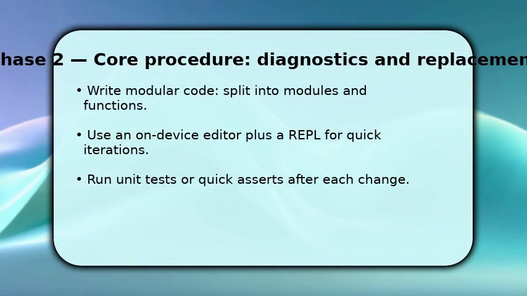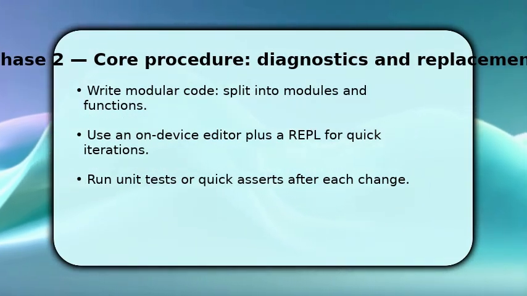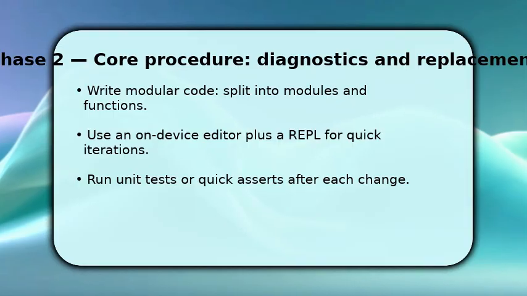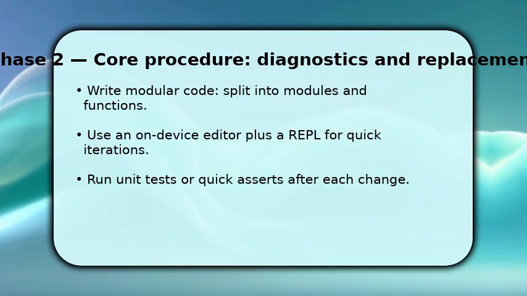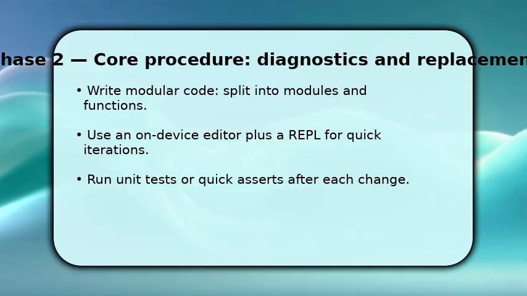You now build features iteratively. Add small functions, then import them in your main script. Modular design keeps memory usage low. Use the on-device editor for file edits and the REPL for immediate feedback. This short feedback loop speeds debugging.